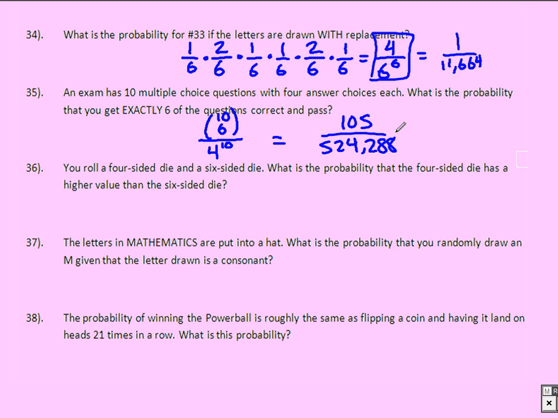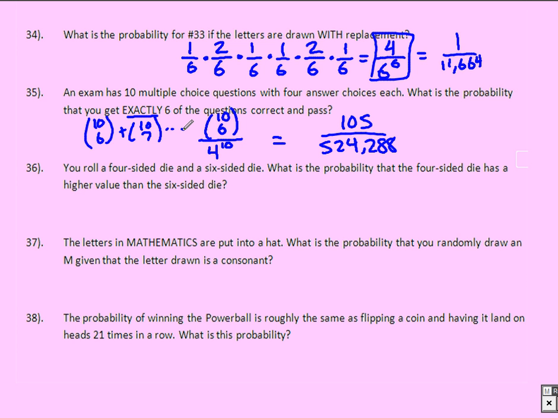It's obviously much better chance if you need to get at least 6. If it was at least, just for fun, you'd have to look at, okay, I could get 6 right, I can get 7 right, I can get 8 right, 9 right, all 10 right. That's how you would do it if it was at least 6 instead of exactly 6.